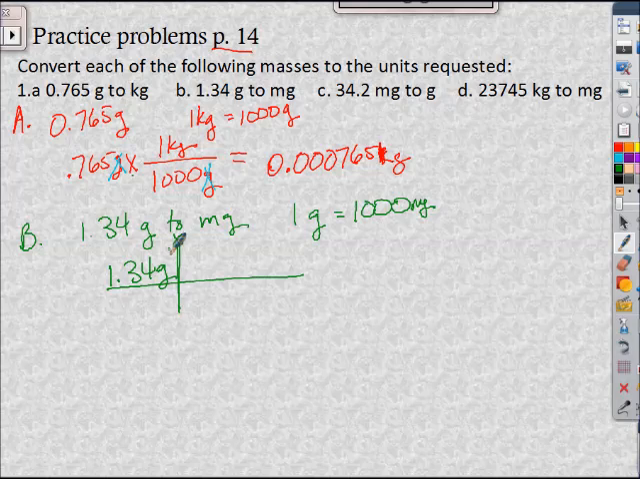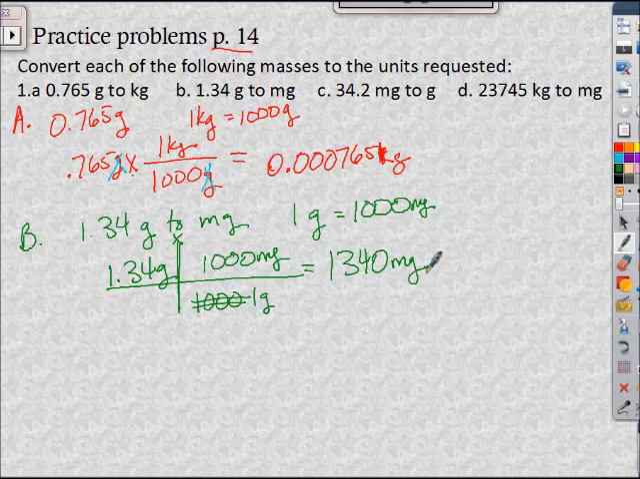Okay. On bottom is 1,000. No, on bottom is 1 gram. On top is 1,000 milligrams. So this is going to equal 1,340 milligrams. Okay.